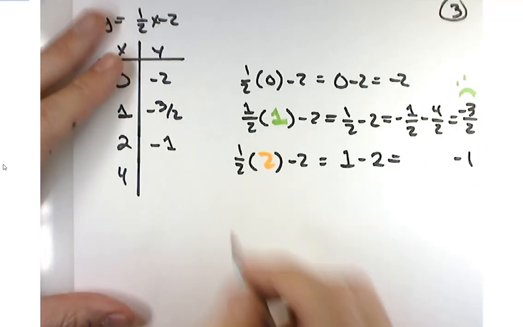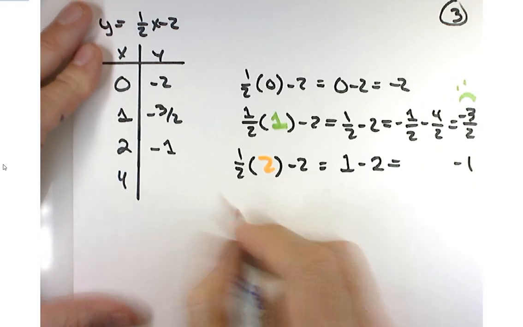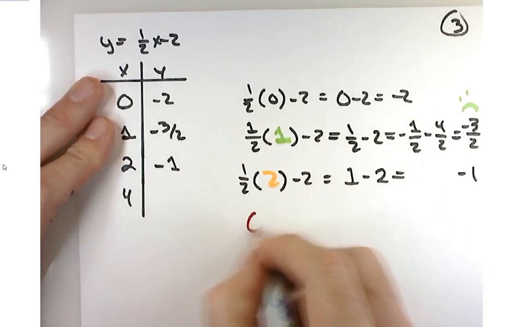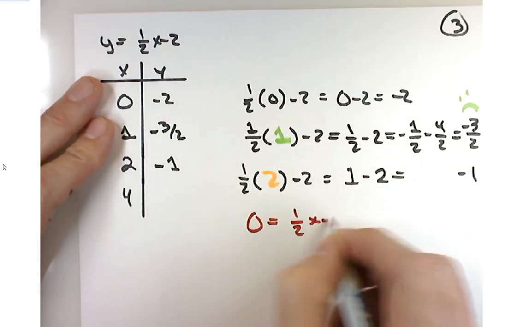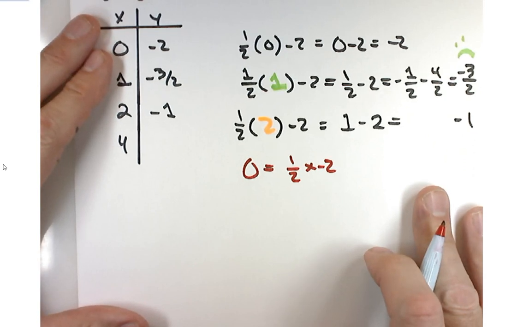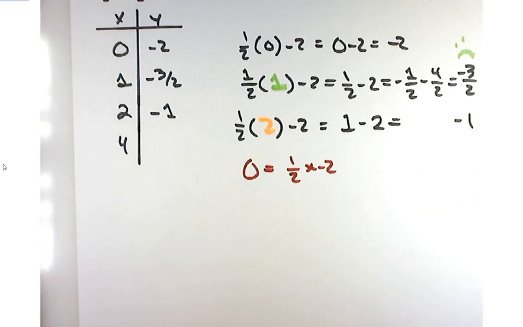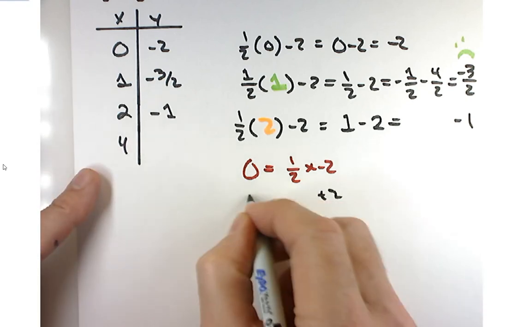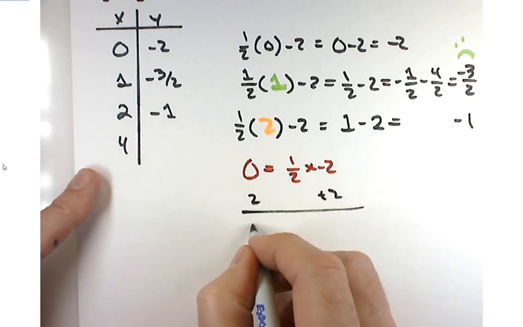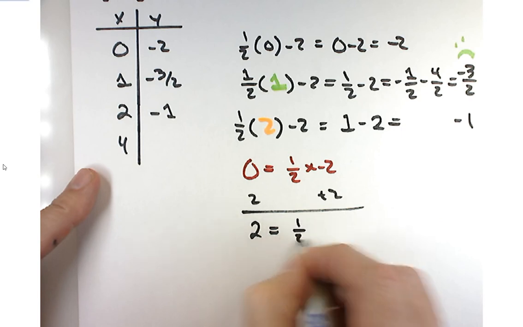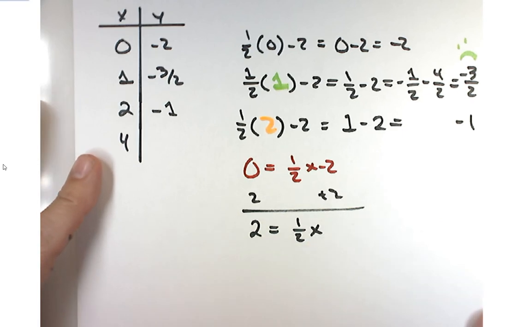So let's do that. So we'll set y equals 0. So I'll do that up here. 0 equals 1/2 x minus 2. Well, there's a couple ways I can work this, but for convenience, I'll just add 2 to both sides. You can get 2 equals 1/2 times x.